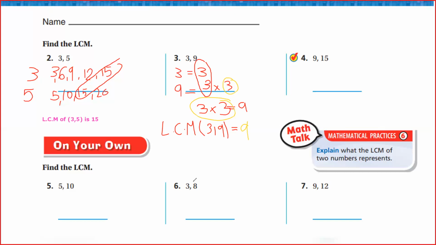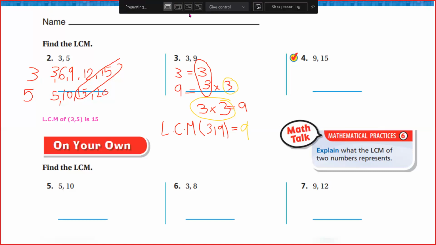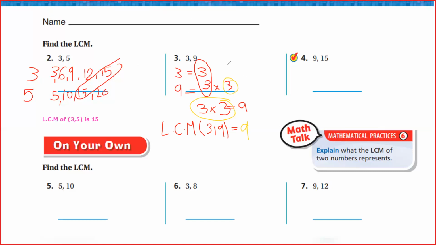Okay. As you want. Yeah, this is another way. I told you, now she preferred to use the prime factorization. If you like the multiples, as you want.